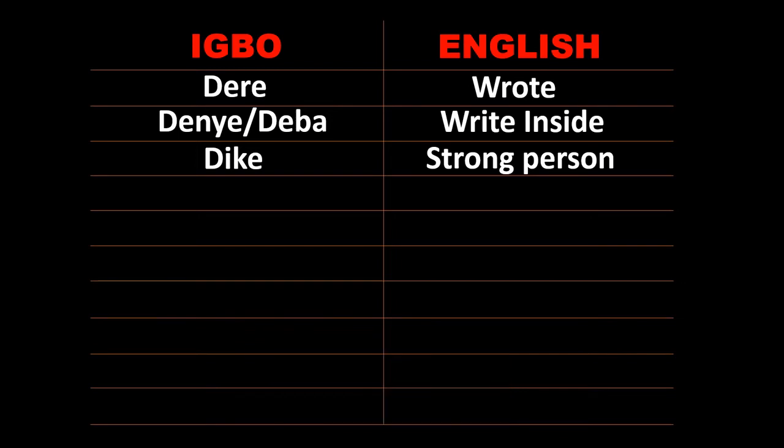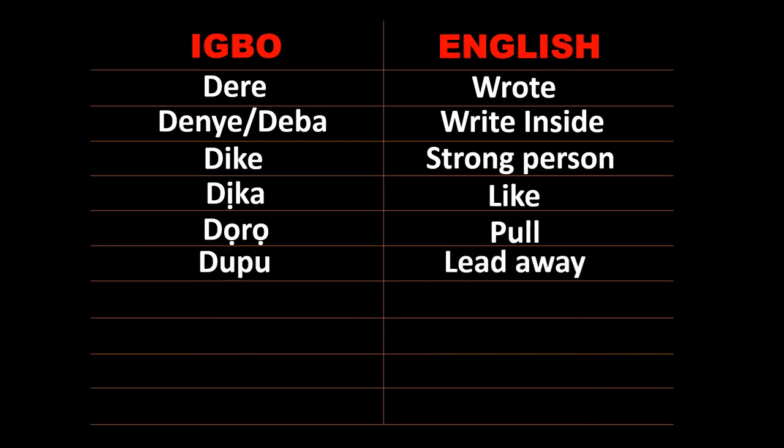DK, strong person. Dika, like. Doro, pool, or Doro, pool, if you are giving instruction. Dupu, lead away. Eba, here.